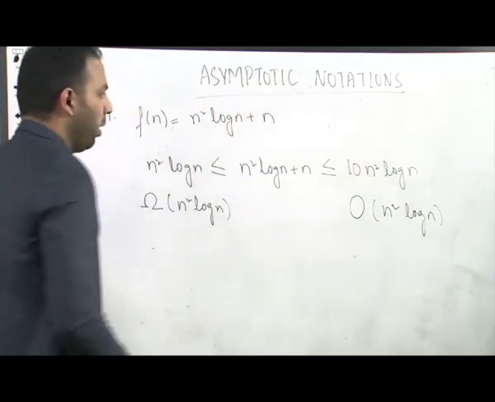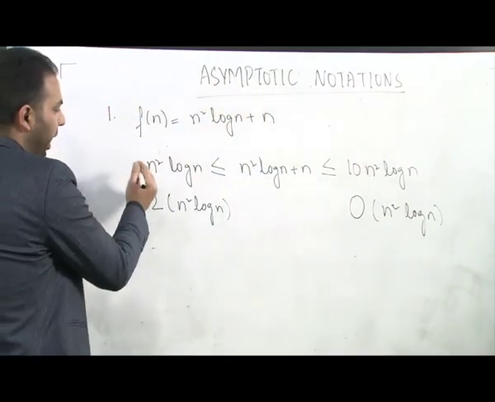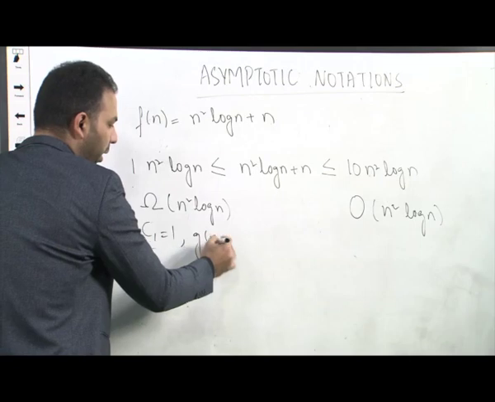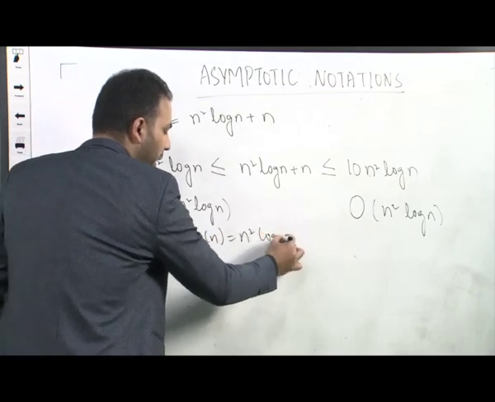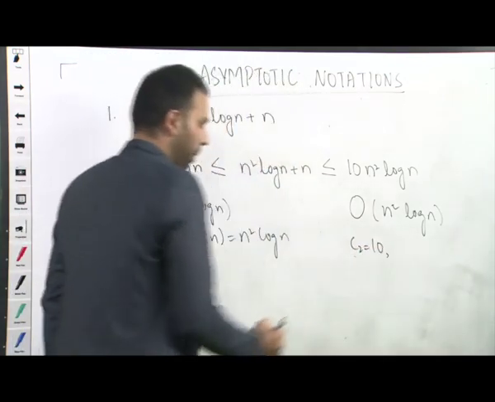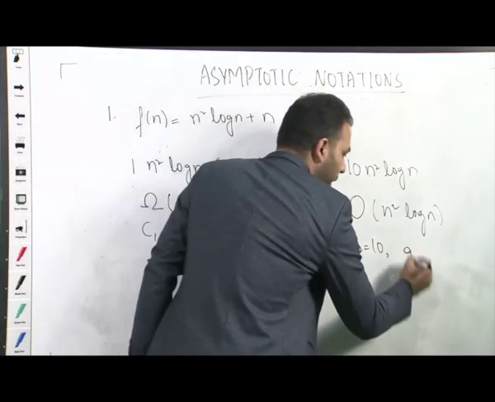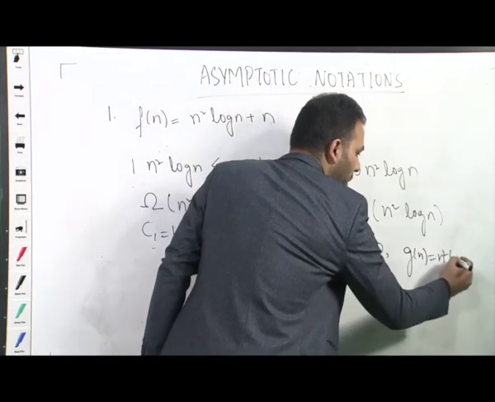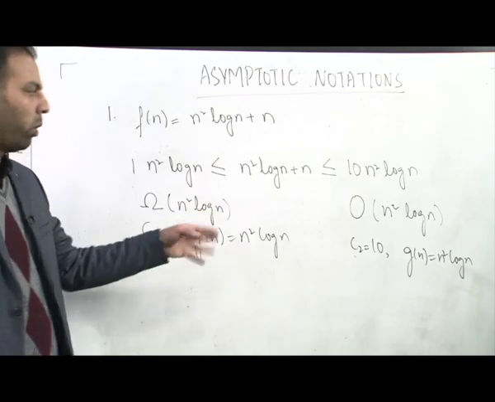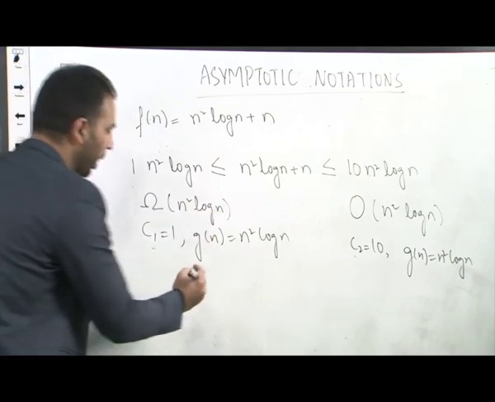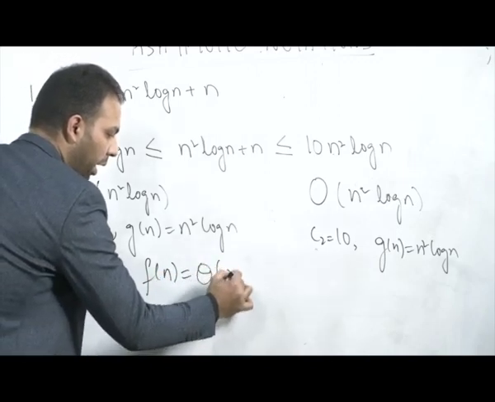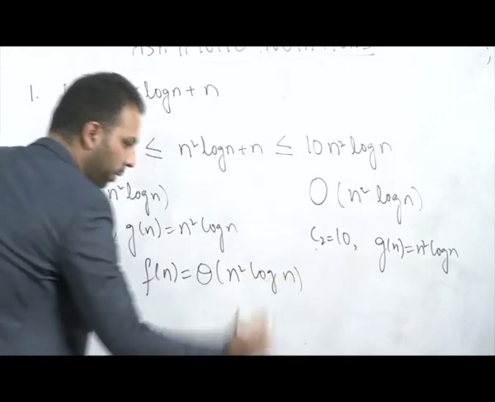Okay? We can also say that if I take here 1, this is c1, which is 1, and g of n, which is n square log n. Here I can say c2 is 10 and g of n is again n square log n. So g of n is the same at both places, and c1 and c2 are 1 and 10 respectively. So we can say that f of n is theta n square log n.